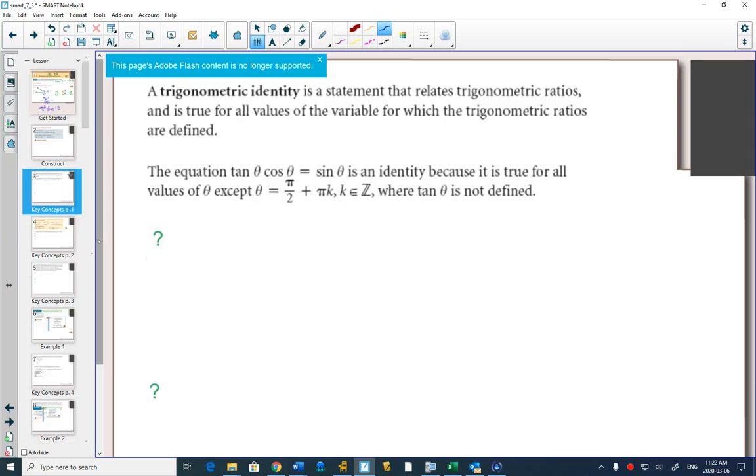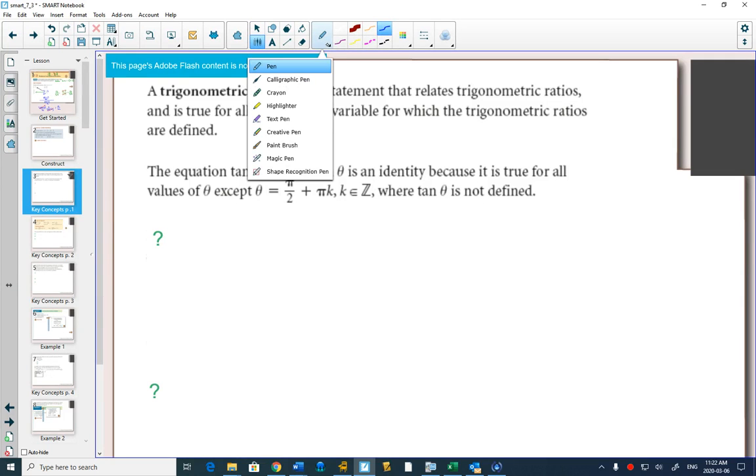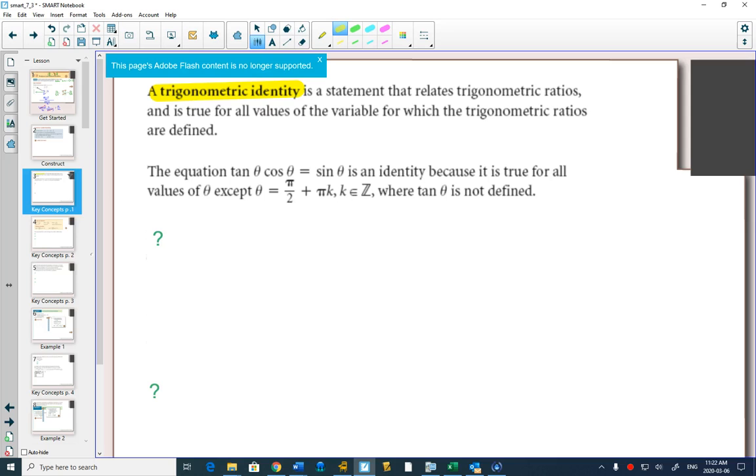The main topic of Chapter 7 is trigonometric identities. What is a trigonometric identity? It's a statement that relates trig ratios. So it's an equation. You have trig ratios on one side of the equation, trig ratios on the other side of the equation, and it's always true for all values of the variable.